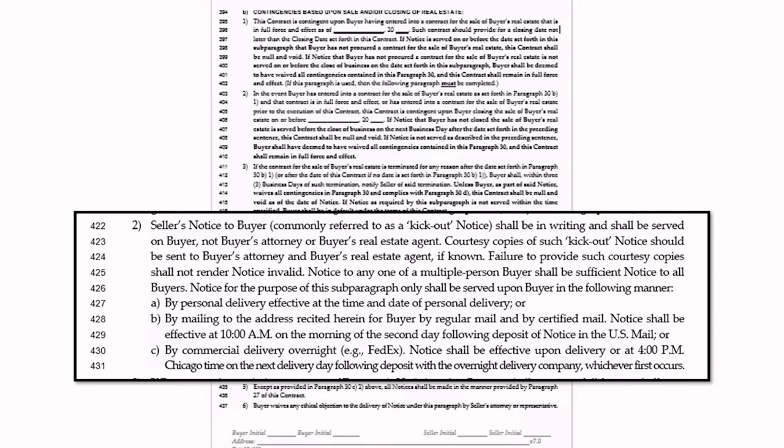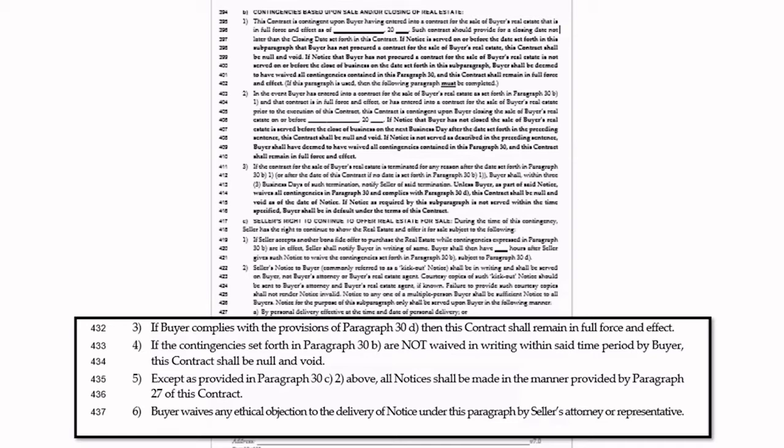So the kickout notice is in writing, shall be served on the buyer, not on the buyer's attorney, not on the buyer's real estate agent, because if he's only got 24 hours to decide what to do, we don't want to be giving it to the attorney or to one of us, because he could lose the house in that 24 hours while we tried to find him. So the time doesn't start until we give it to them. All of the ways we do that are in there. And if you look at number 6 down at the bottom, it says buyer waives any ethical objection to the delivery of the notice under this paragraph by seller's attorney or representative.